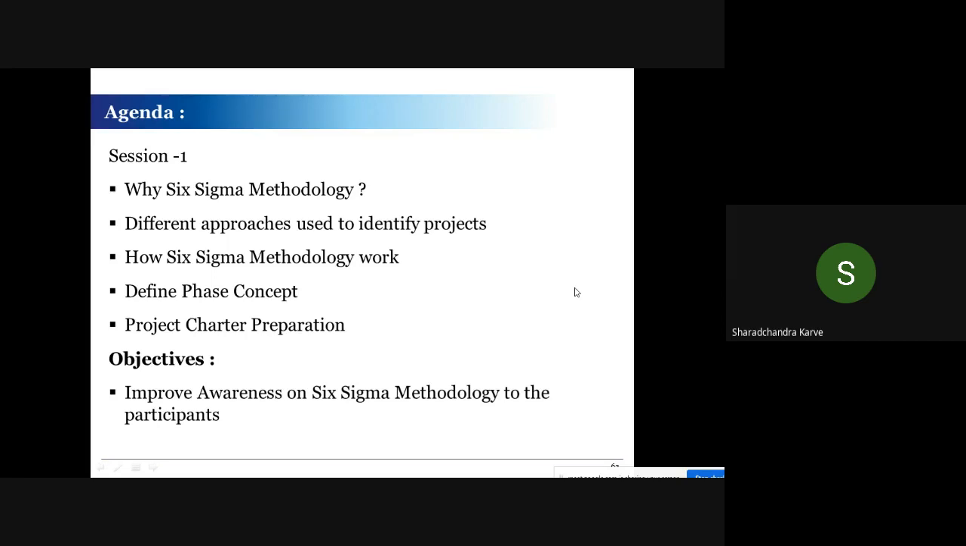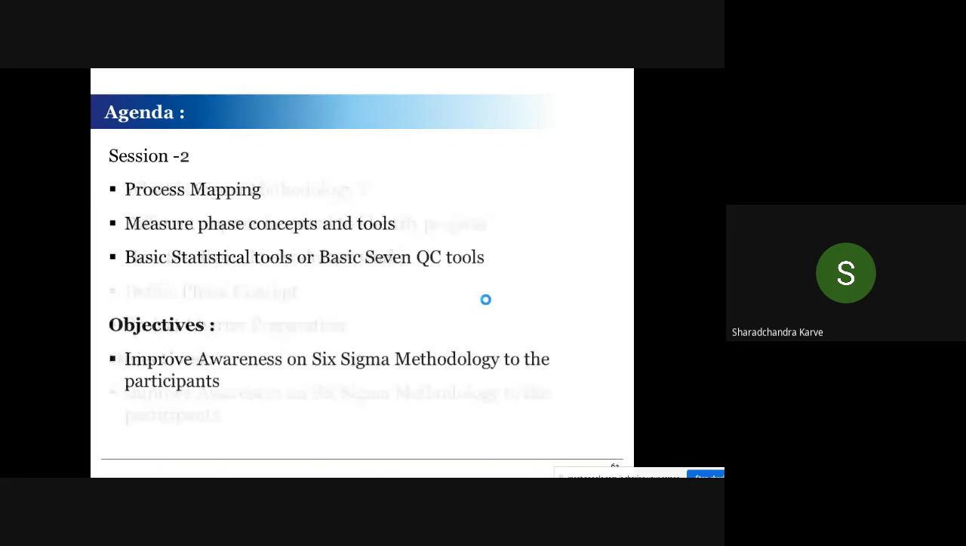Can you go to the next slide, please, Himanshu? So what we will be doing today is probably the next phase of the charter, that is process mapping. And then we will also look at the measure phase. Why measure phase? What are the concepts of the measure phase, and what are the tools used in the measure phase? It is basically about measurement system analysis. So is my measurement system right?